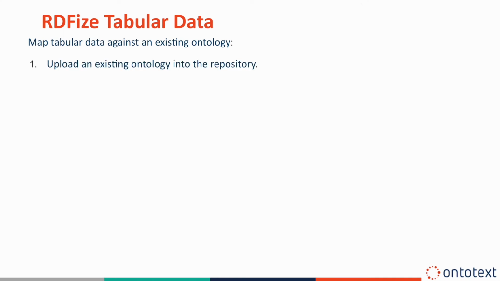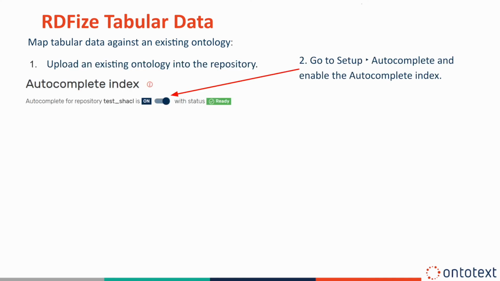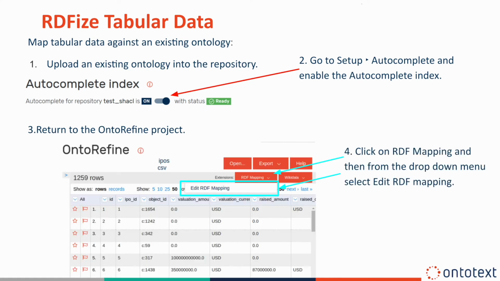To RDFize tabular data, you need to map tabular data against an existing ontology. The steps for that are as follows. Upload an existing ontology into the repository. Go to Setup, then Autocomplete, and enable the Autocomplete index. Return to the OntoRefine project. Click on RDF Mapping, and then from the drop-down menu, select Edit RDF Mapping.